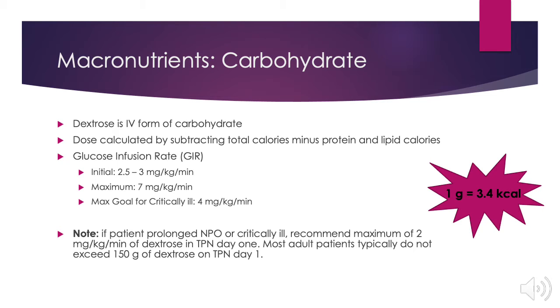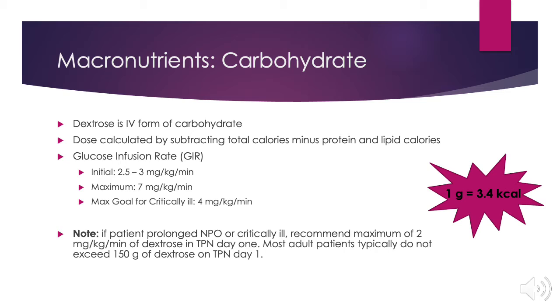Moving along to our second macronutrient, carbohydrates. Dextrose is the IV form of carbohydrates, and the dextrose dose is calculated by subtracting protein and lipid calories from total calories. When dosing dextrose, it is important to review the glucose infusion rate, or GIR, of the TPN formula. The unit of measure for GIR is milligram per kilogram per minute.